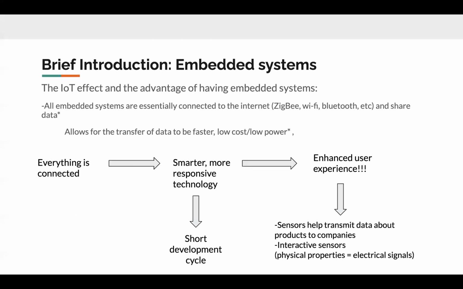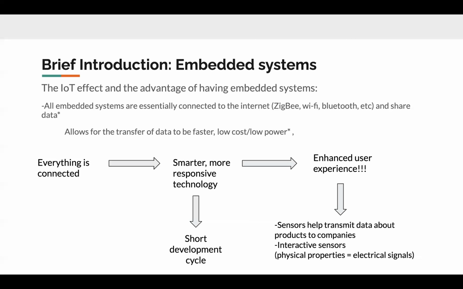Okay, so I wanted to go over what an embedded system is briefly because I know a lot of people don't really know the exact definition of what it is. So first I want to talk about the IoT effect, which is basically when you have an embedded system, but it's connected to the internet. So you're able to share data through the cloud using Zigbee, Wi-Fi, or Bluetooth.